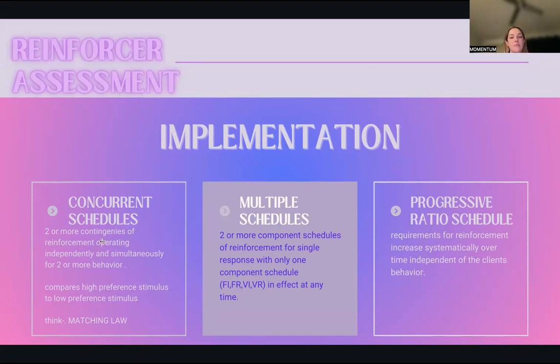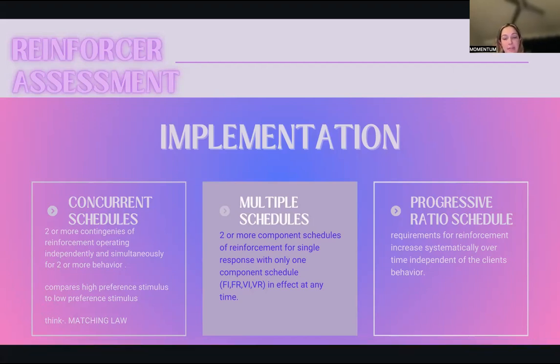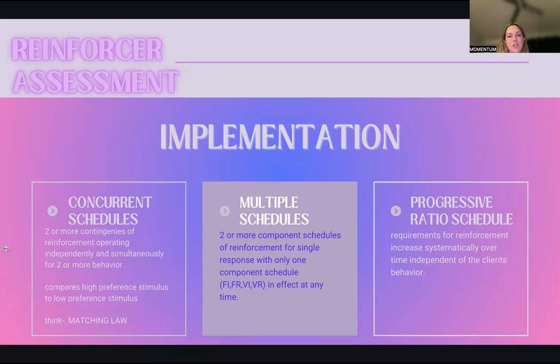Think matching law. If you don't know what matching law is, please look into that. It's known as an AKA for many things, and you're going to see it on questions. It's just going to show up. On a mock test, most of the mock tests that I've taken, it's there. So if you're taking anything away from this video, remember matching law. Do your research on that. We might go over that tomorrow, actually.